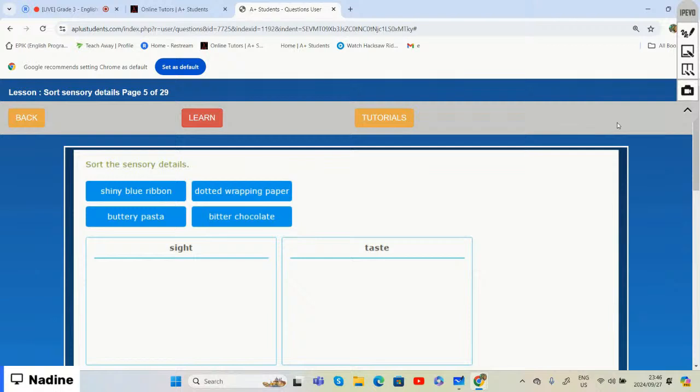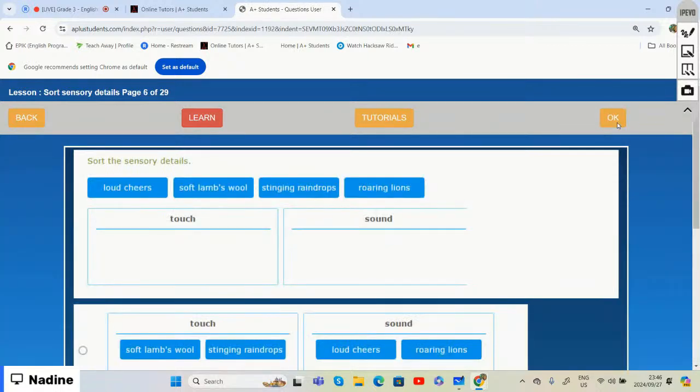All right, so this is now the end of our lesson, grade threes, on sensory details. Remember, we said sensory details use the five senses. So this is the end of our lesson.